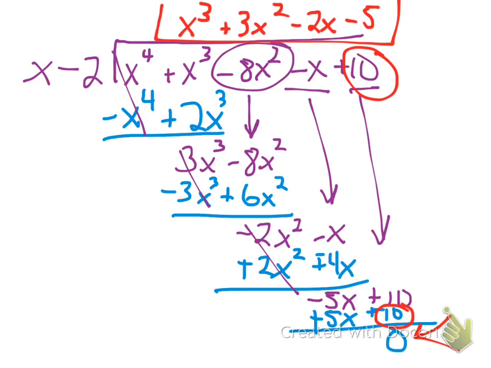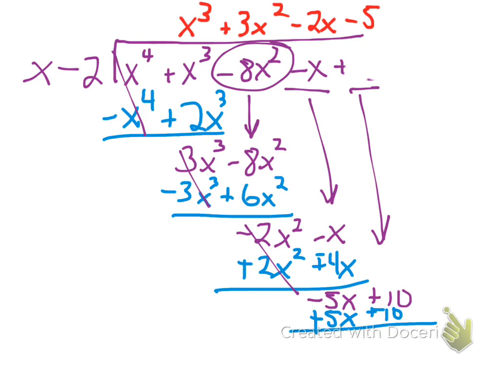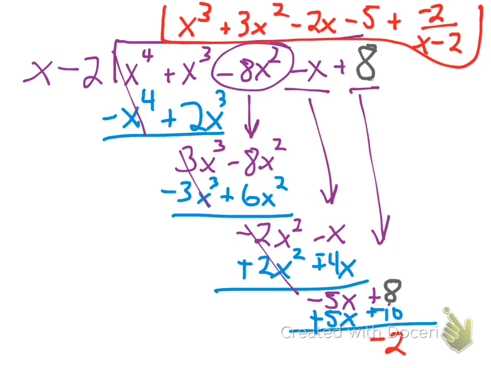For instance, if I would switch this problem and we would say this number was not a 10, but rather an 8. So when I bring that down and have an 8, now when I add those two together, I actually get a -2. So my remainder would be a -2, which would switch my answer to plus a -2 over x minus 2. And the solution would now be all of that with the remainder.